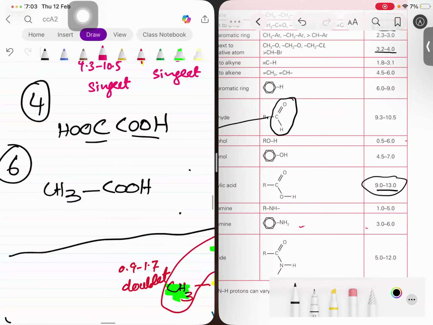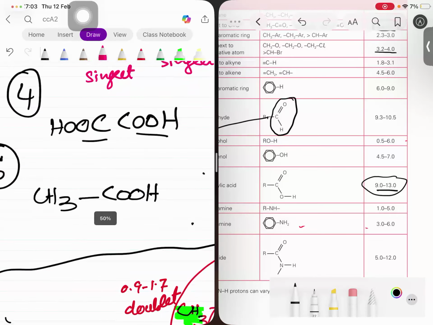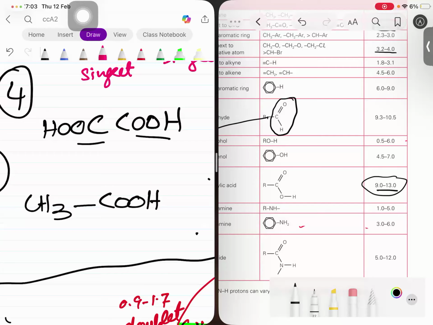Number 4, Aris. Lelma. Hashim. Can I just ask you to put your phone away? Okay. How many peaks for COOH? Hashim, 2. Okay. Musa. Ayla. 1 peak. Sir, 1, because same environment. Yes, absolutely the same environment for both of them. Both of them are carboxylic acid with the same neighbors, the same environment, and they'll be in the range of 9 to 13 and would be a singlet.